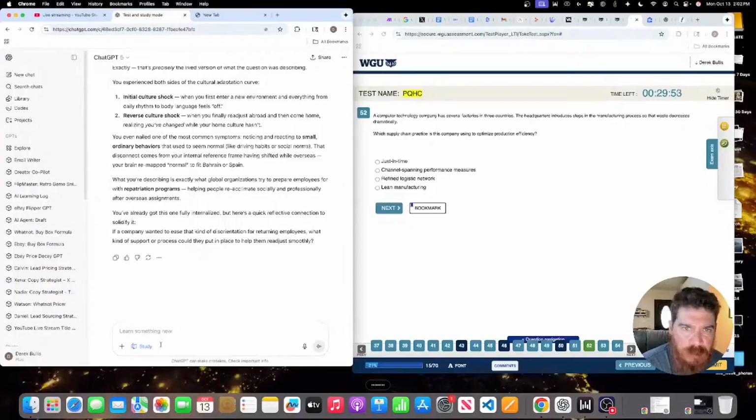Waste drops dramatically. One term. Question 52. A computer technology company has several factories in 3 countries. The headquarters introduces steps in the manufacturing process so that waste decreases dramatically. Which supply chain practice is this company using to optimize production efficiency? For some reason, I love to read these super fast and have to go over it.